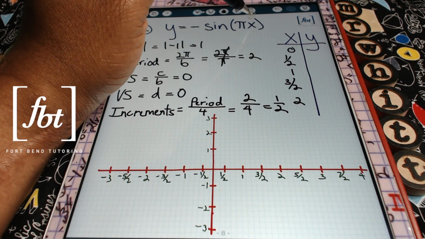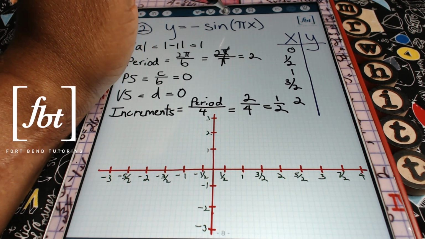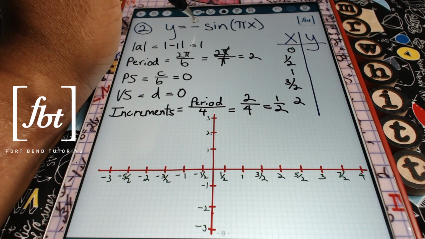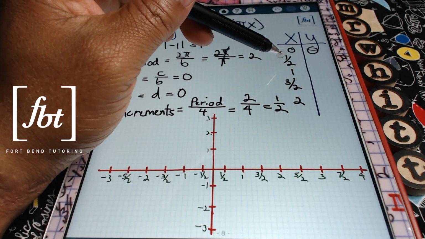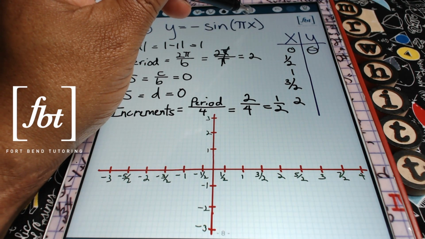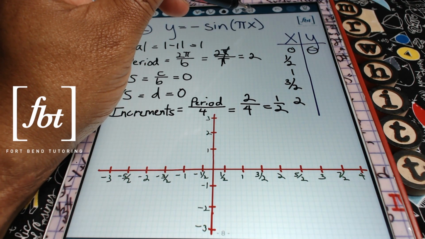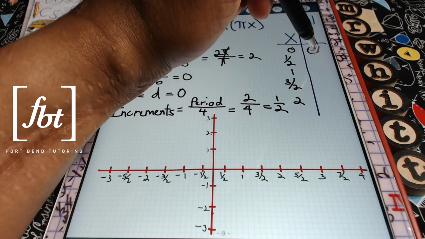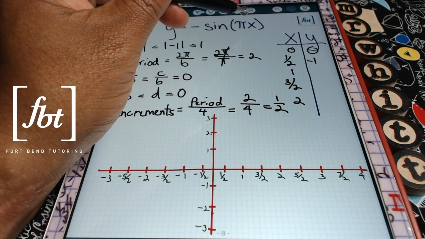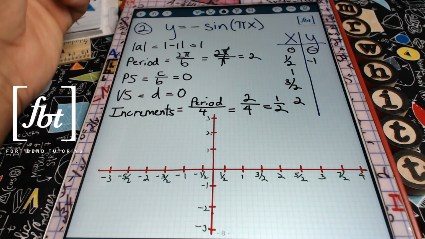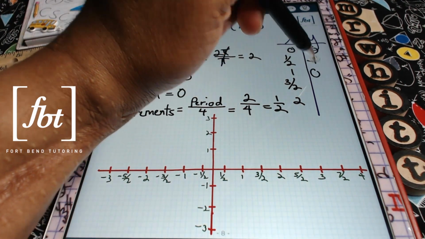So pi times 0 is 0, and sine at 0 is 0, and the opposite of 0 is 0. Okay, then let's plug in 1/2. Pi times 1/2 is pi over 2. Sine at pi over 2 is 1, and then the opposite of that is negative 1. Then plugging in 1, pi times 1 gives us pi. Sine of pi is 0, and the opposite of that is still 0.